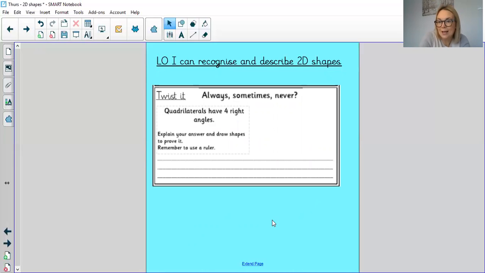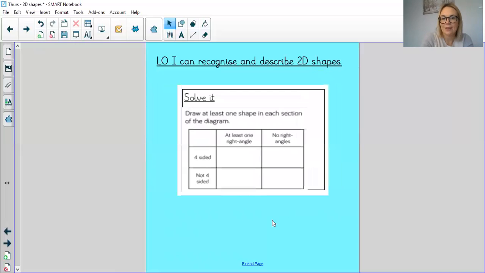Quadrilaterals have 4 right angles: always, sometimes, never. So similar to what we've just looked at during the input, slightly different. I'd like you to explain your answer and draw shapes to prove it. And remember again to use a ruler. And you'll solve it, okay? To draw at least one shape in each section of the diagram.